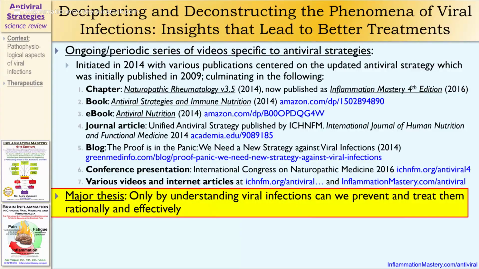The major thesis presented in this work is that only by understanding viral infections can we prevent and treat them rationally and effectively. And what I really mean there is having a conceptual model that helps us manage these viral infections from a clinical standpoint, not from a pathology standpoint or microbiologic standpoint, but what can we actually understand and then leverage that understanding into something that actually works in the real world, and that will be the emphasis here.